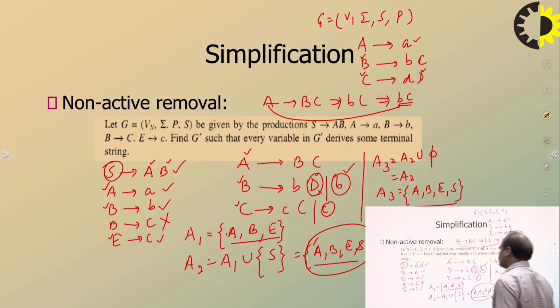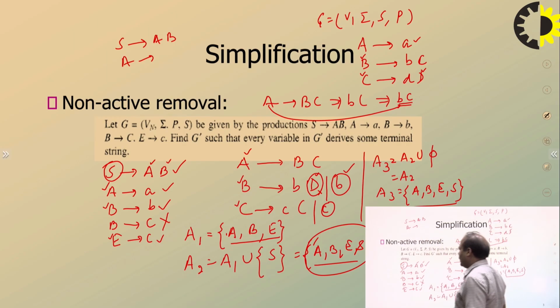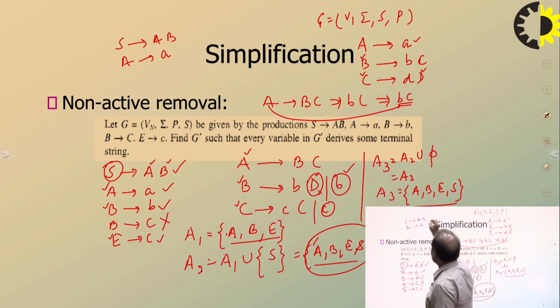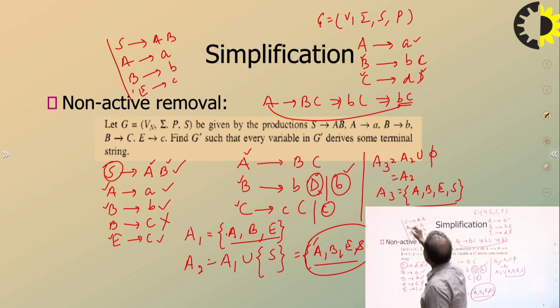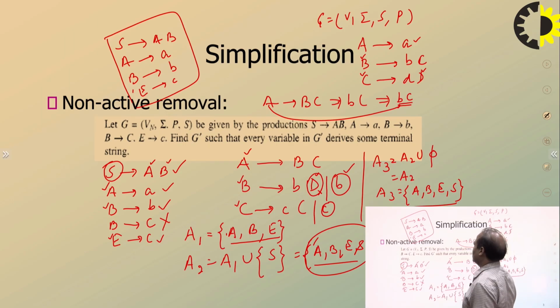So this is actually the set of non-active variables. The grammar after removing the non-active variables is S goes to AB. It is simplified because we know that non-active variables don't play any role in language derivation, right? A goes to small a, and B goes to small b, and capital E goes to small c. So this is the grammar having no non-active variable, right? So this is the definition of non-active variable.